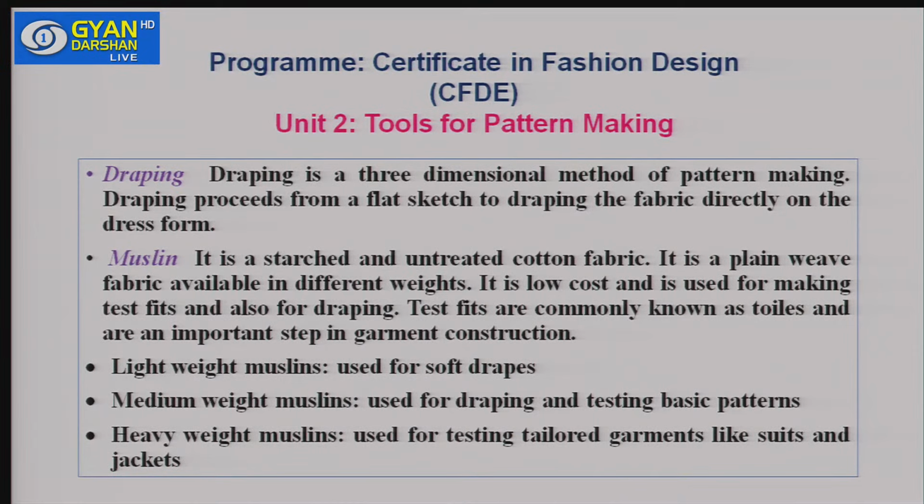As we discussed, muslin fabric comes in different weights. Lightweight muslin we use for soft drapes, when the demand of the design is that it is a very flowy design. Medium weight muslin fabric is used for draping and test fits of basic patterns. Heavyweight muslin can be used for testing tailored garments like suits and jackets. So there are different weights that you can use.